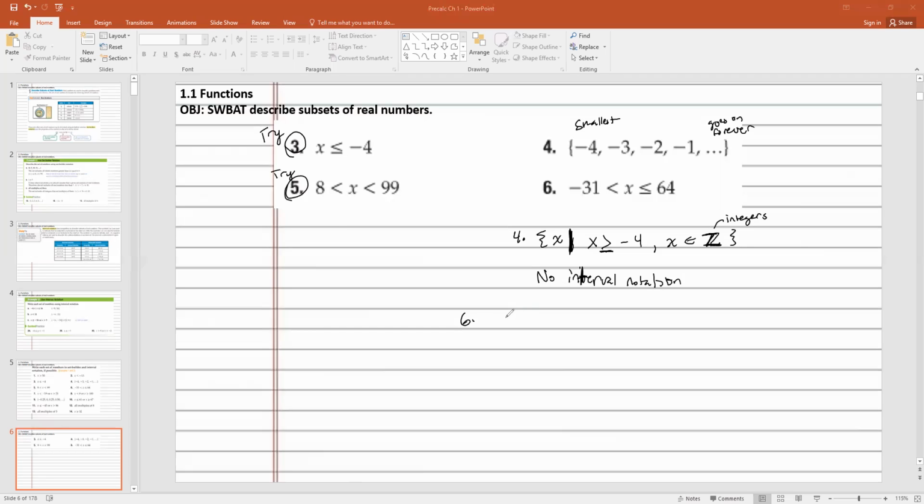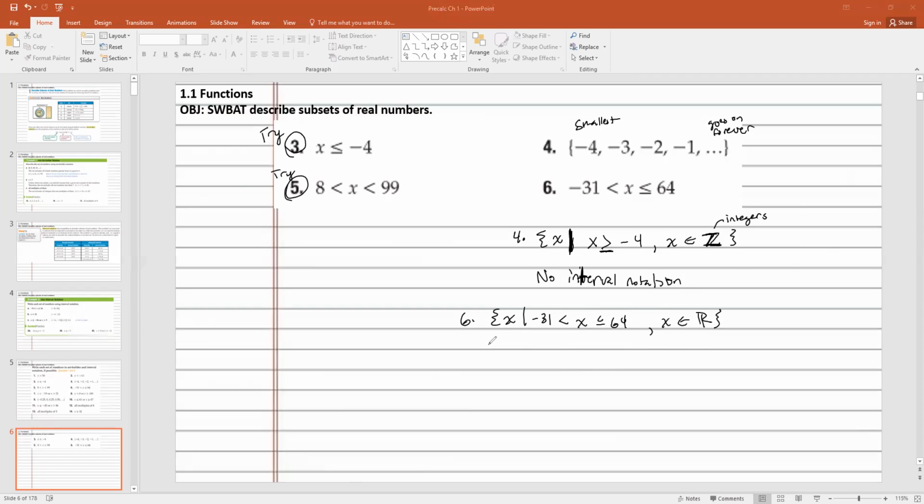So number 6, we have x such that, and then our rule is x is greater than negative 31 and less than or equal to 64, comma, and x is an element of all real numbers. All right, because it includes those decimals. That's what the greater than and less than are implying.